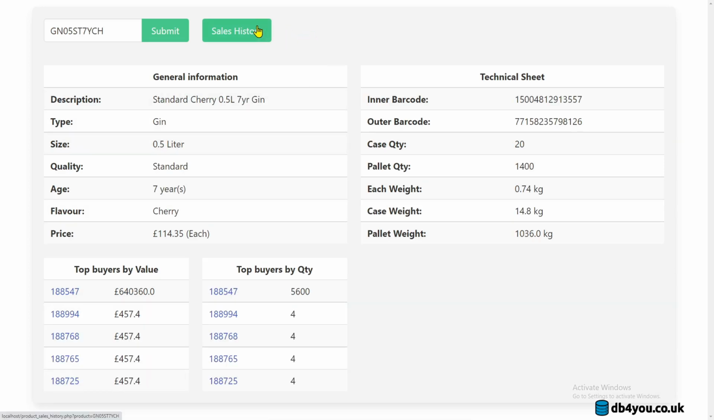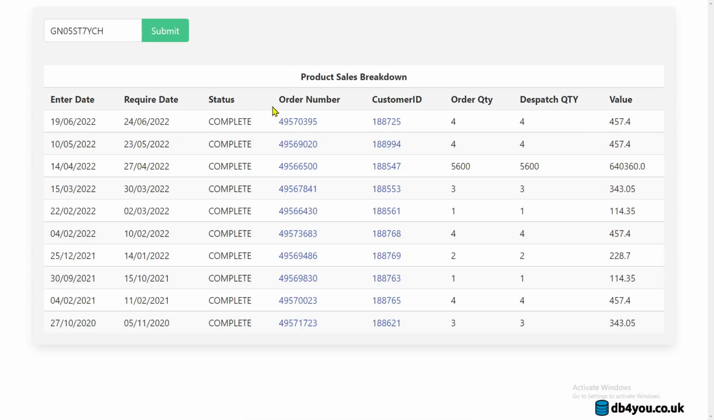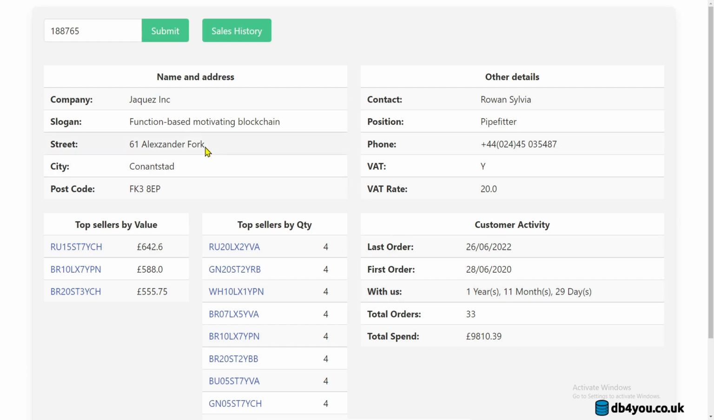And now I'm gonna look in the total sales of this product and see what other customers have purchased. So for instance, someone ordered 4 bottles. Let's see what the customer is for that particular transaction. Here I go again. It's a Jackwes Incorporated, functionally based motivating blockchain. Yeah, that makes a lot of sense. And the contact is Rovan Sylvia, pipe fitter. Yeah, very suitable, I'm sure.